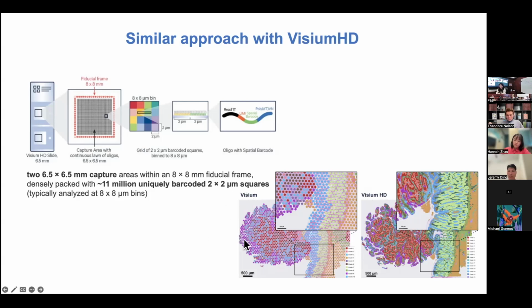So this is how the Visium regular or standard definition would look like at 55 micron. And now with Visium HD, you're going all the way down to 2 micron, which is a level of subcellular resolution, although most of the time you bin them at 8 micron resolution bins to do the analysis. It still allows somewhat of a subcellular analysis, unlike other sequencing-based transcriptomics technologies.